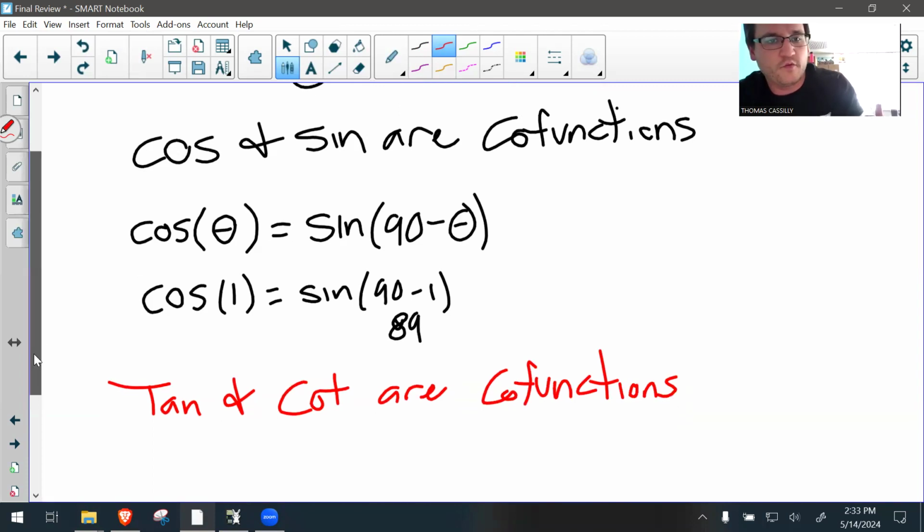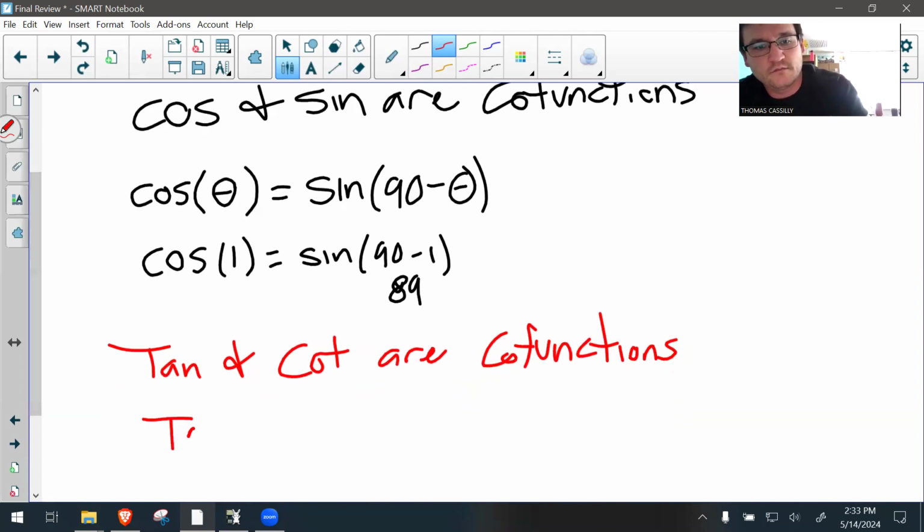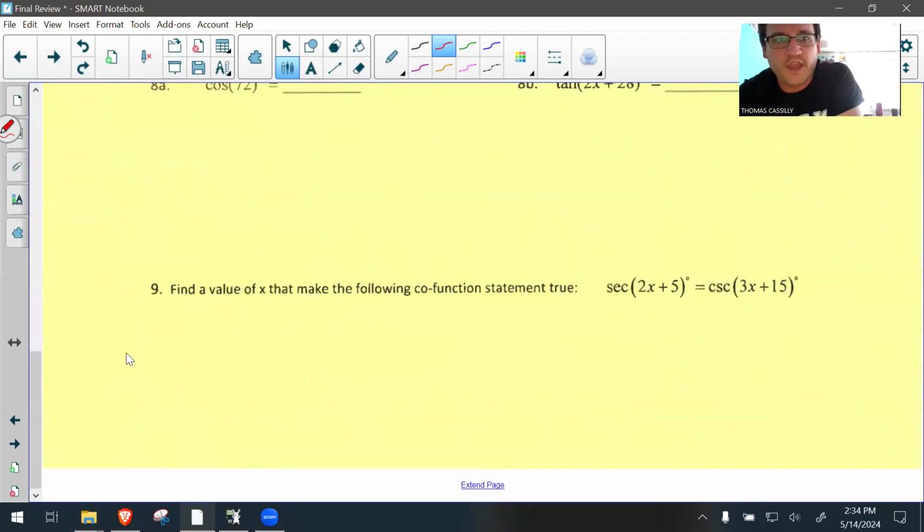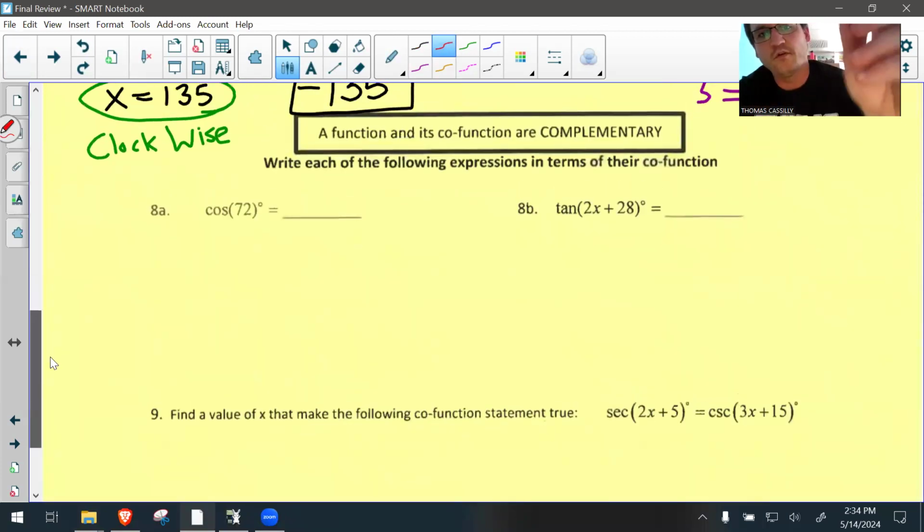All right, so the same thing is going to apply here. The tangent of theta is equal to the cotangent of 90 minus theta. So I can do the same thing. The tangent of 1 is equal to the cotangent of 89. So what they're saying is, just identify the co-function here.